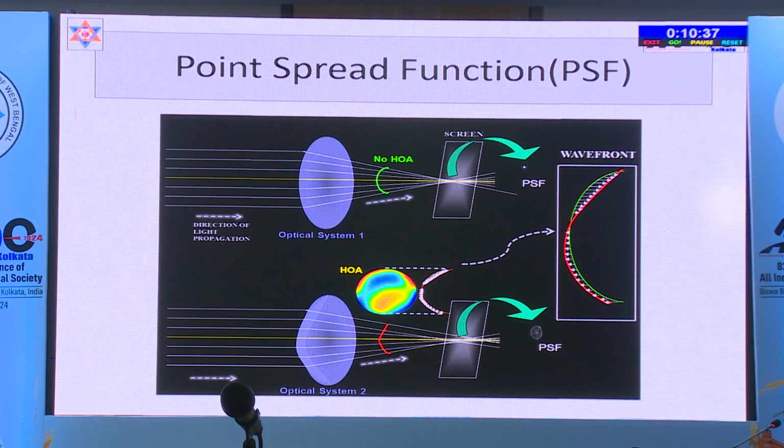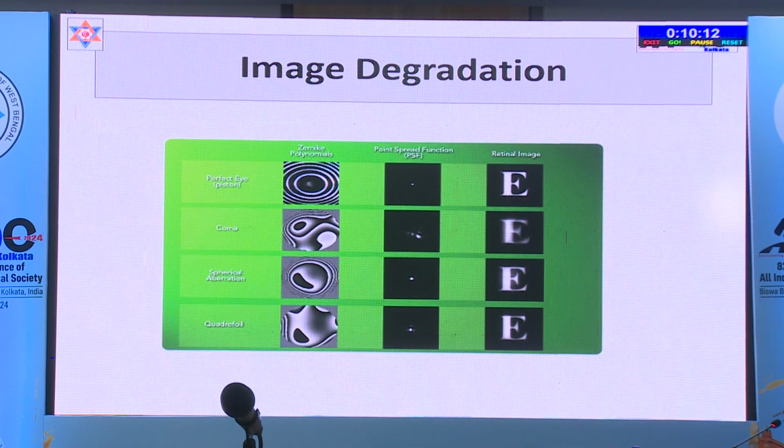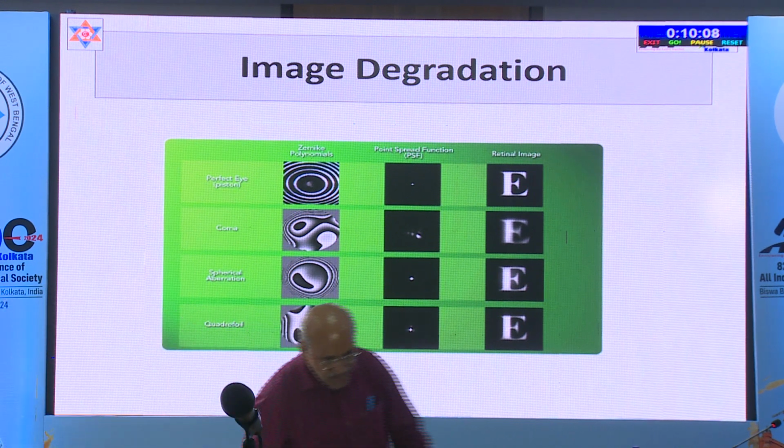This is a slide showing the point spread function, when the light moves through the corneal surface. These aberrations are a function of the corneal surface or the corneal topography, not something that is going on inside. Then it forms an image that can be in the form of coma, trefoil, or spherical aberration, and you can see that as a blurred image. This is how the image degradation happens when you have aberrations.